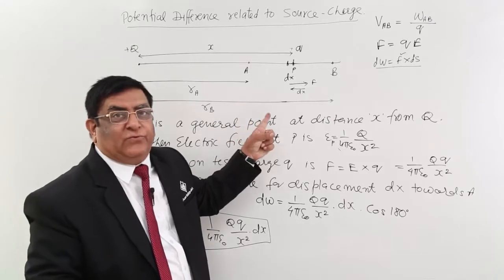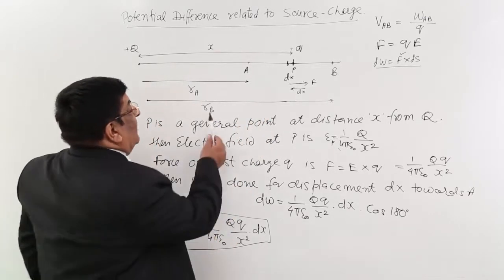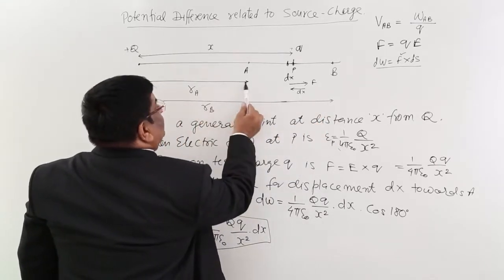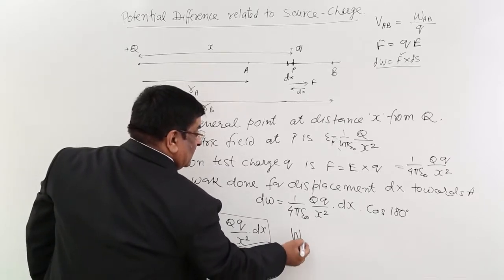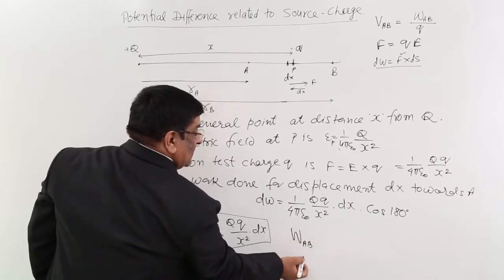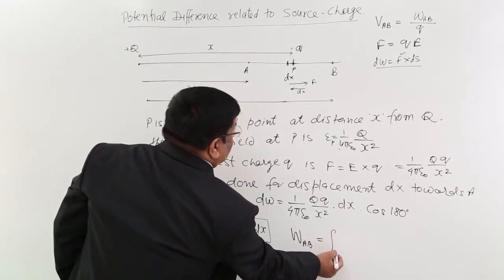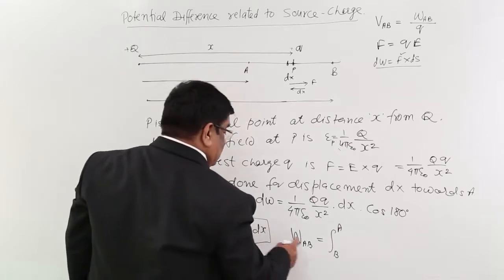What are these values for? These are the values of x. Once we make x as RB, then we make x for RA. So the total work done up to A from B is equal to integration from B to A of what?